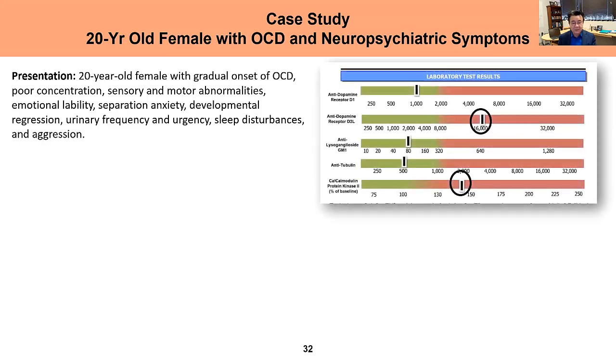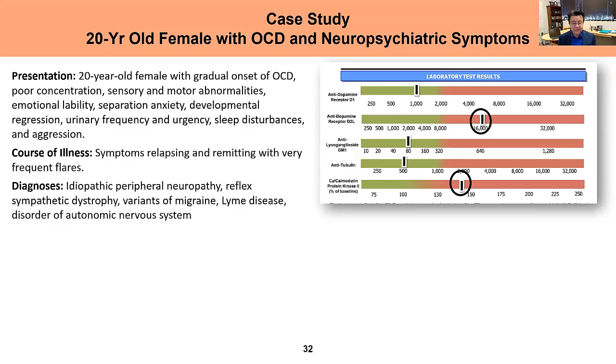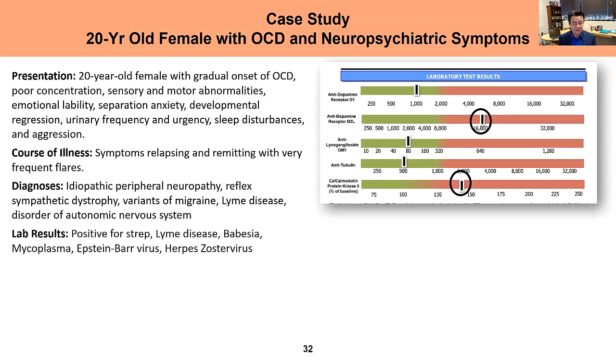And we saw that she had a dopamine D2 positive and a CAM kinase positive. So same thing, relapsing, remitting, frequent flares, idiopathic neuropathy, positive for Lyme disease and other disorders of the autonomic nervous system. So positive for strep, positive for babesia, mycoplasma, Epstein-Barr, herpes zoster. The thing that is important is often we see more than just one infection in these patients. And this makes sense because if the immune system is compromised, then you've got these other opportunistic infections that come in.